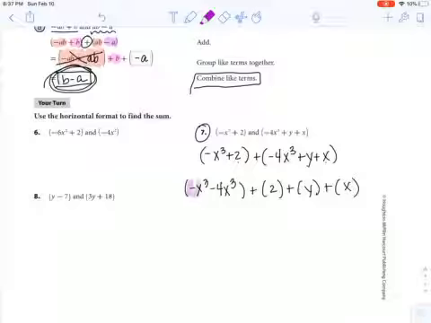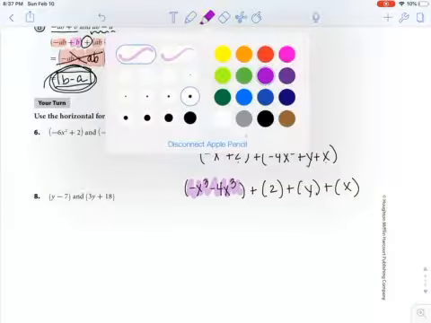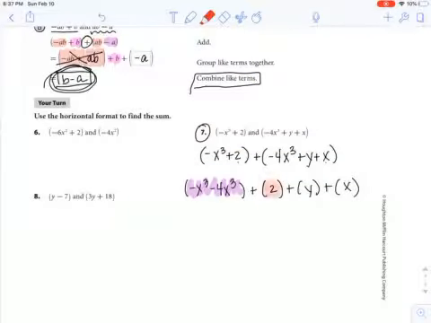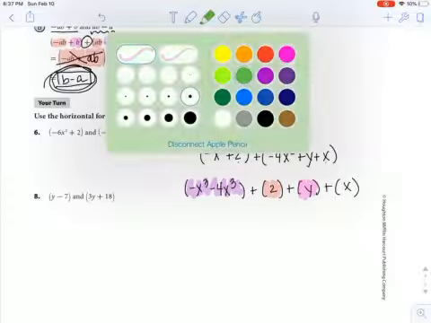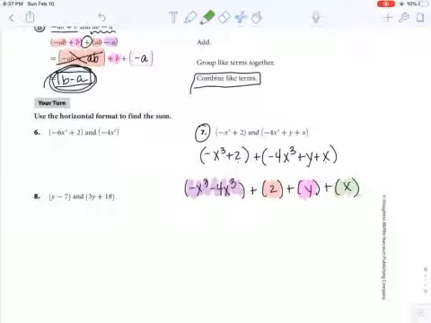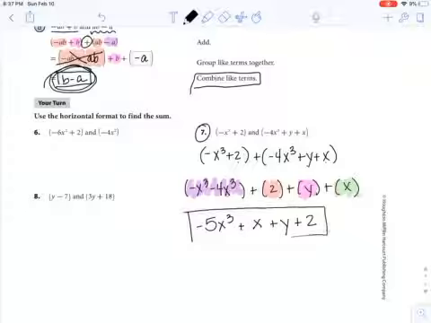Okay, and so I'm going to have this here. I'm going to have just my 2. I'm going to have just my y. And I'm going to have just my x. Okay, so when it's all said and done, I have negative x cubed minus 4x cubed. So I have negative 5x cubed plus x plus y plus 2. So this will be my final answer.